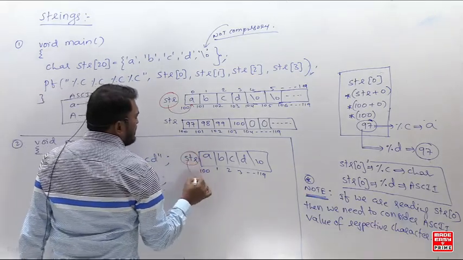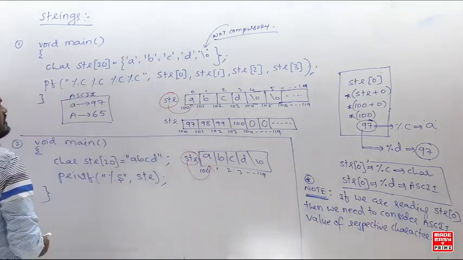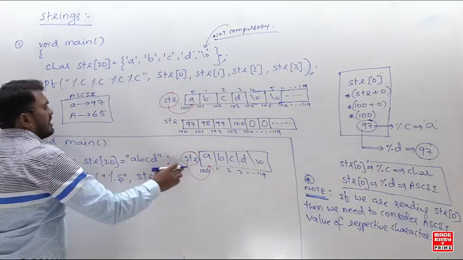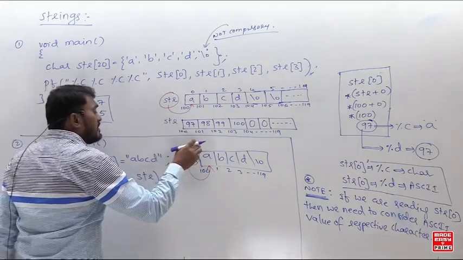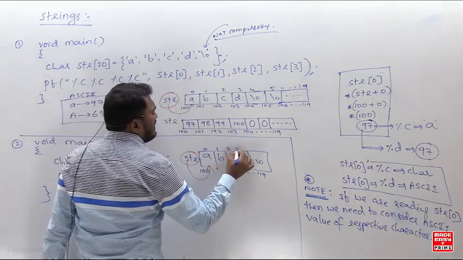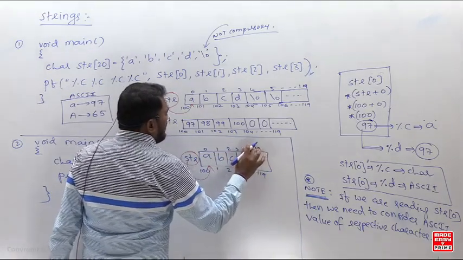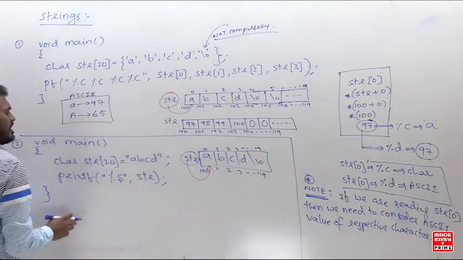So str means it is pointing to this one. The array name without subscript will contain the base address of the 0th element. Same story here also. Right? Okay. Now look at here, what you are doing here.